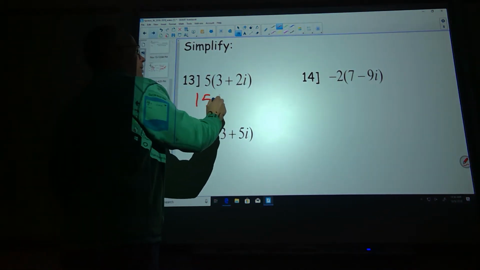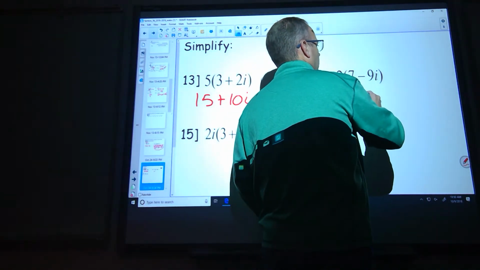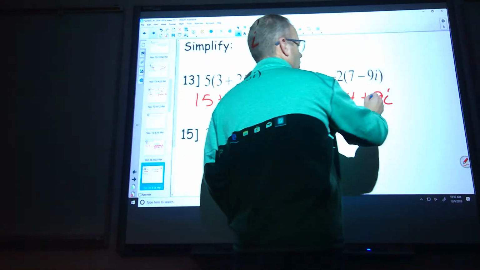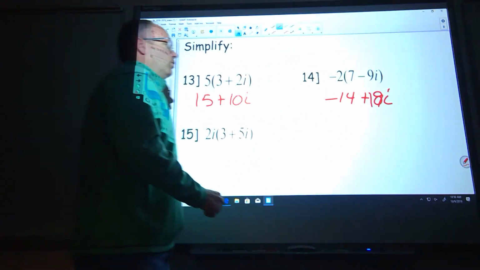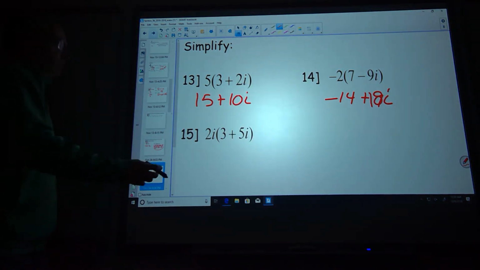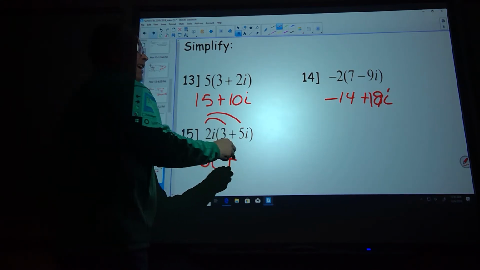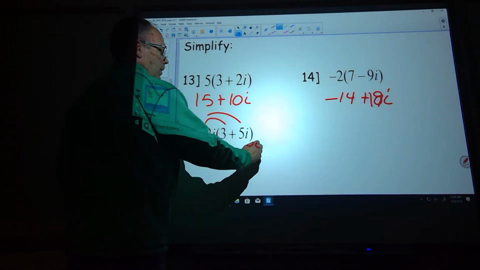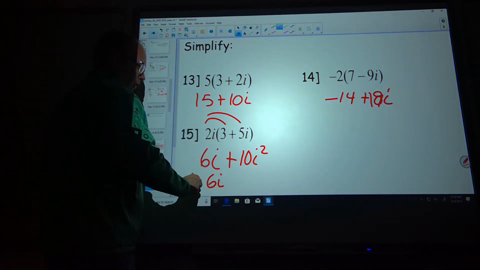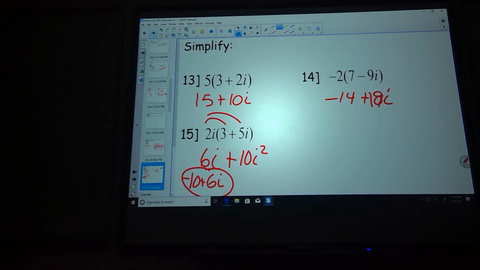This becomes 15 plus 10i. This becomes negative 14 plus 9i. 18, yes, sorry. Thank you. Then 6i plus 10i squared. 10i squared is going to be replaced by negative 10. So I get negative 10 plus 6i. And again, you want the real component first and the imaginary component second.